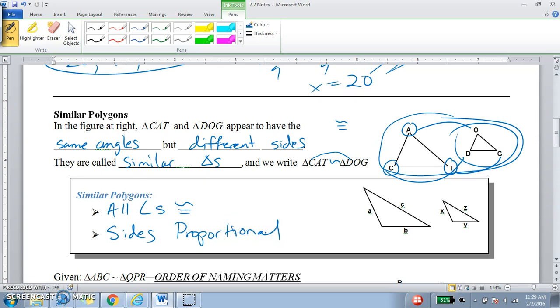So proportions we talked about in the last section. That just means that if I write a ratio between two of the corresponding sides, it's going to be the same for any two corresponding sides. So in other words, the ratio of A to X is going to be the same as the ratio of B to Y, and that's going to be the same as the ratio of C to Z. All of the corresponding sides need to be proportional.